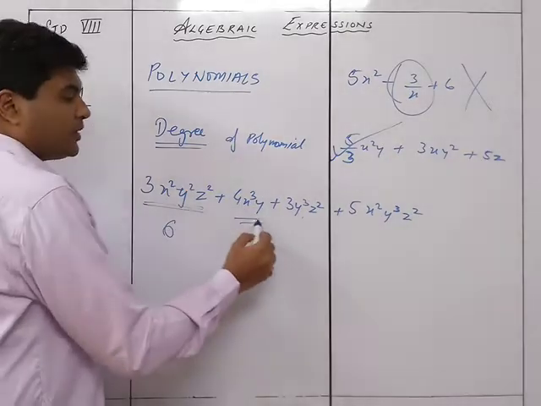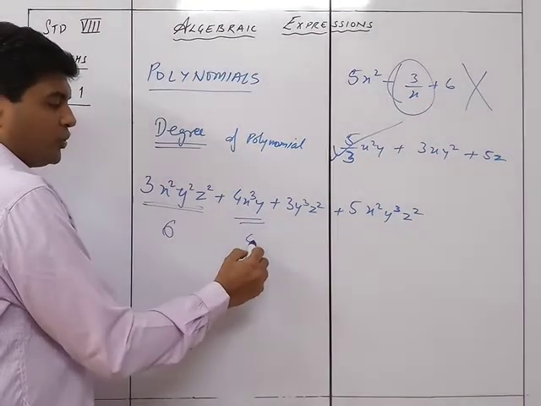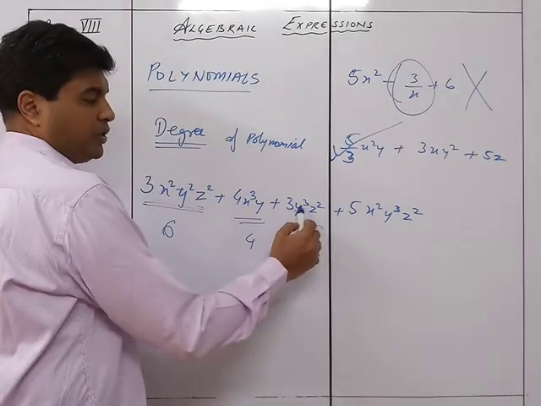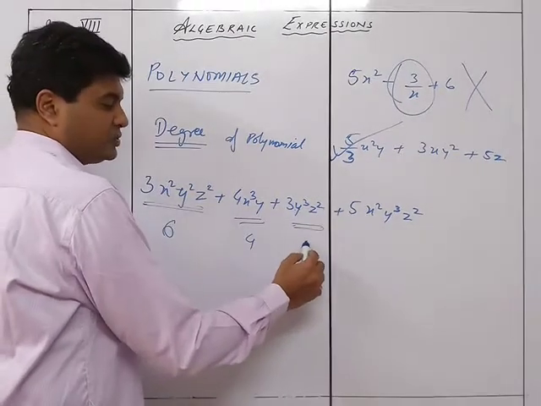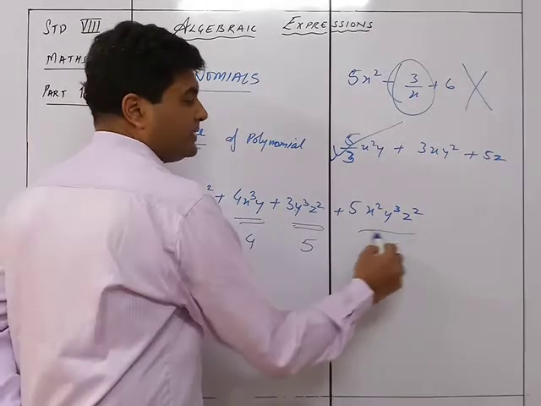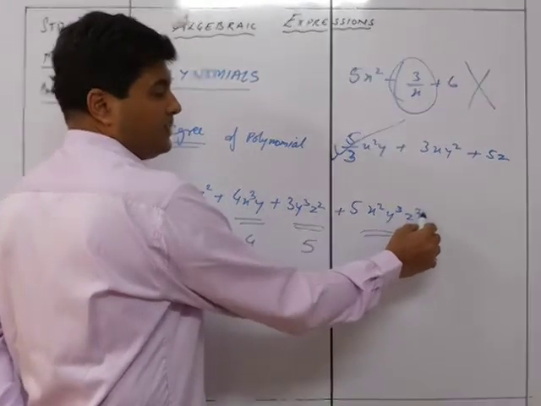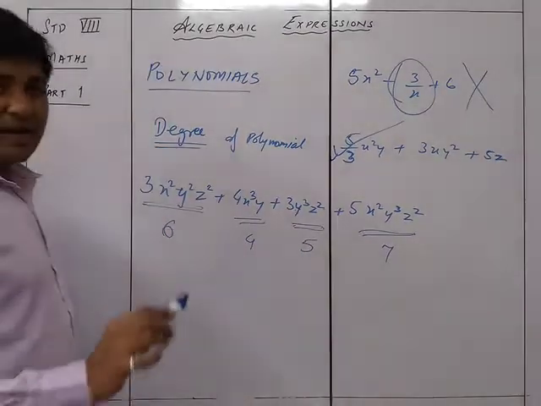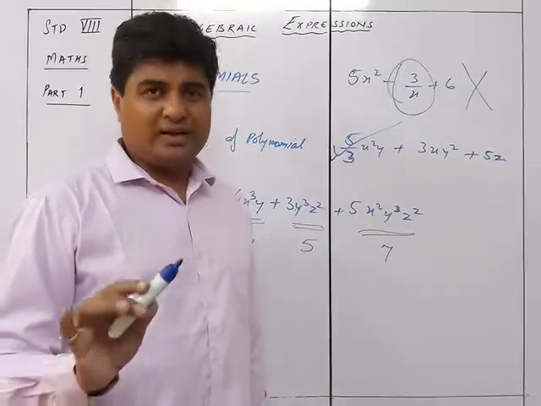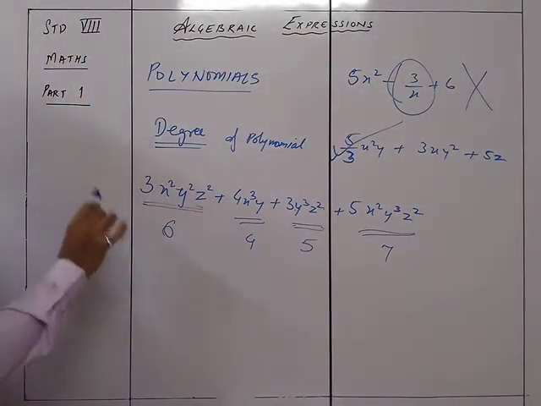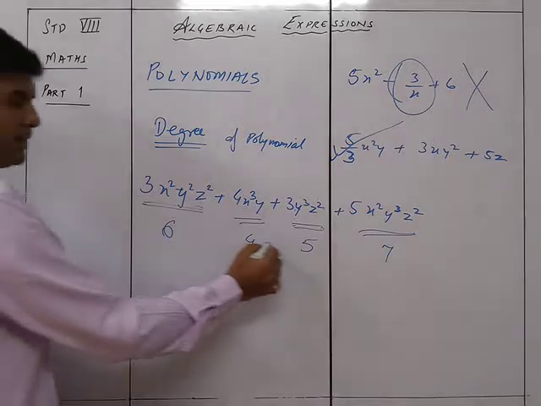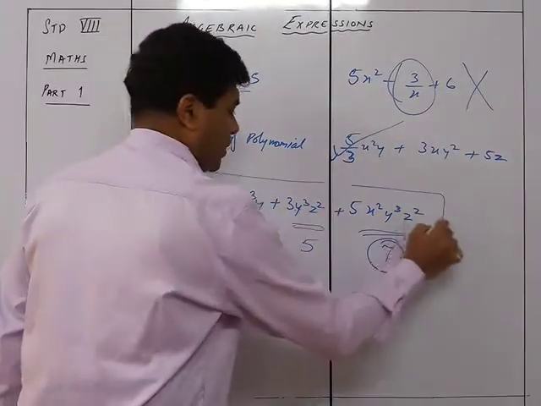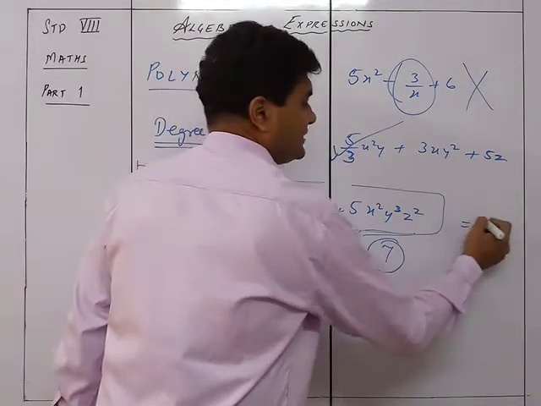How many variables are there over here? 3x and 1y, so 4 variables here. How many over here? 5, because 3 y's and 2 z's, so that is 5 variables. How many here? It's 2 plus 3, 5 plus 2, 7. Because in this one, all of them are in the numerator only, there is no variable in the denominator, hence it is a polynomial, and the degree of the polynomial is the maximum number out of these, which is 7. So the degree of this whole polynomial is 7.